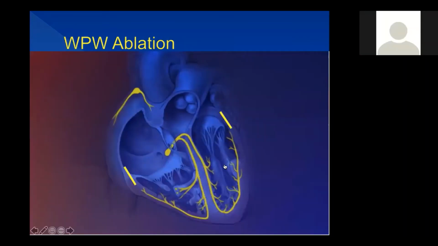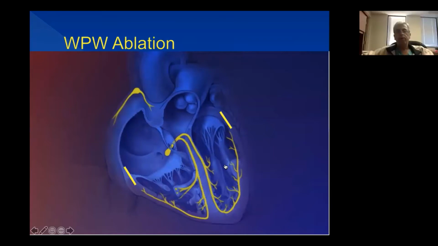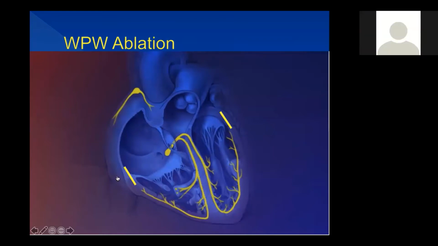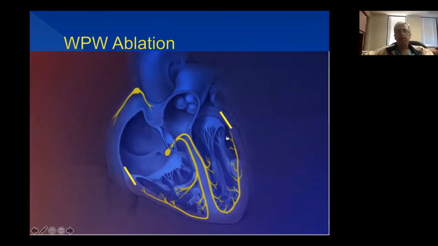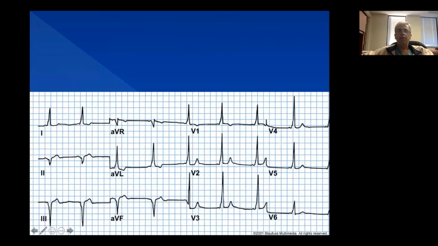For ablation of the WPW or Wolff-Parkinson-White syndrome, you have accessory pathways. As I mentioned, the accessory pathways could be on the right side or could be on the left side. Basically, they are muscle fibers that cross the AV valve annuli and could participate in re-entry circuit. And our job is to ablate those accessory pathways to stop that circuit from happening. And if we have to go on the left side, we do transseptal procedure.